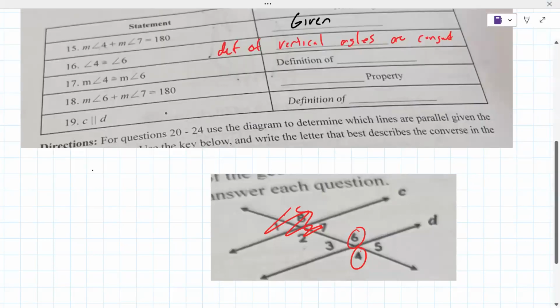Not a specific thing, just vertical. So saying vertical angles would be enough. Yeah. Good, very good. That's good to know because some teachers are really picky and it's kind of annoying, truthfully. All right. So 16 actually leads into 17.